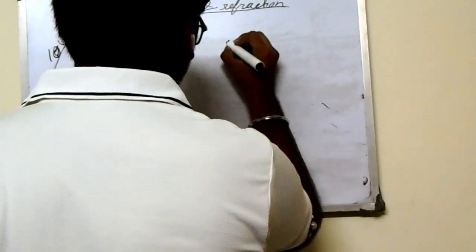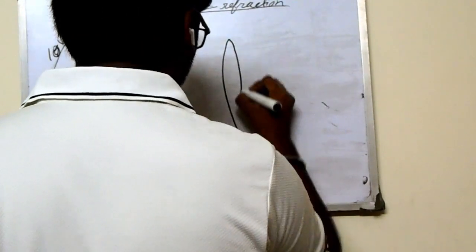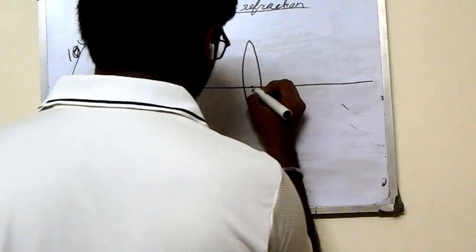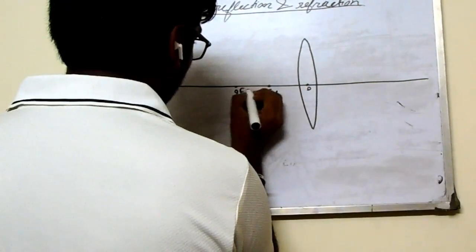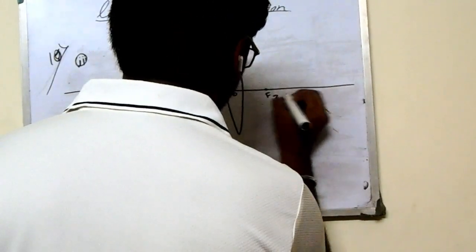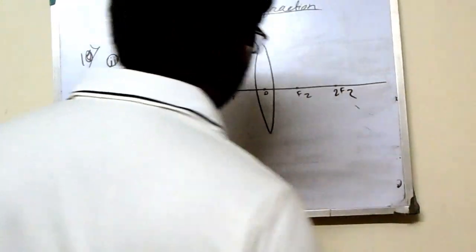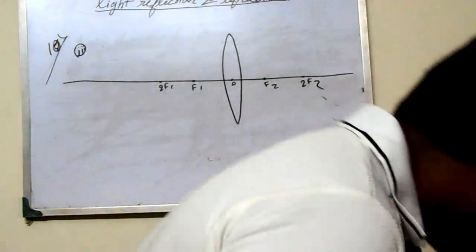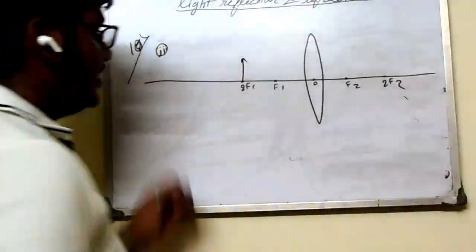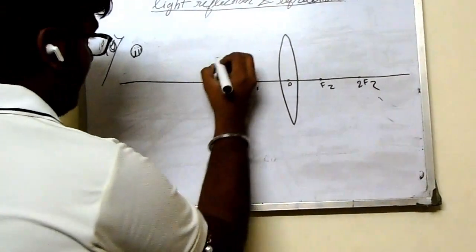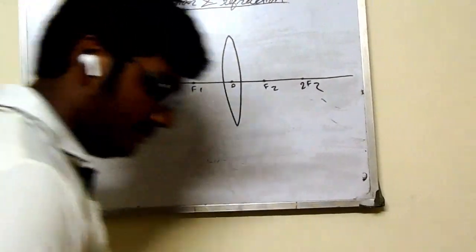Now the third one. f2 to f2. Now the object be placed at 2f1. Same, gradually it is coming closer. A, B.